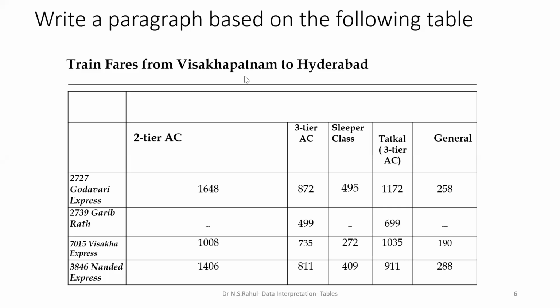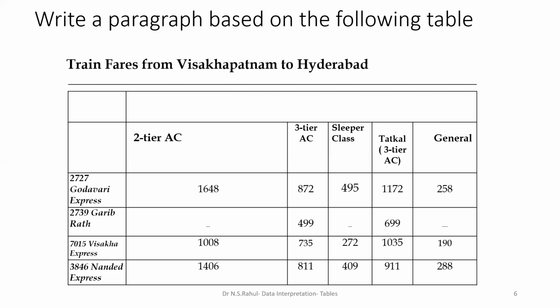Thank you, sir, for giving the opportunity. The following table is about the train fares from Visakhapatnam to Hyderabad. The table shows 4 trains: Godavari Express, Garib Rath, Vishaka Express, Nanded Express. In every train, we have 5 types of seats: 2-tier AC, 3-tier AC, sleeper class, Tatkal, general.